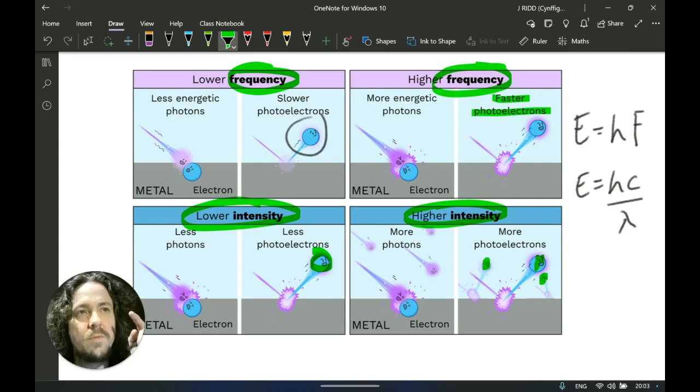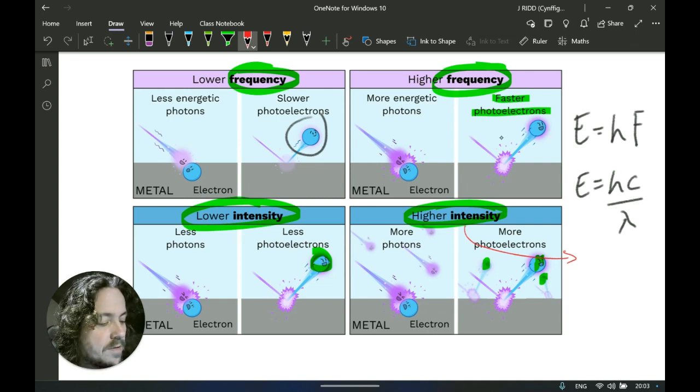All right. But very importantly, a higher intensity, as we have here, does not mean higher energy for every individual photon. So yes, there are more photoelectrons, but it will not increase the kinetic energy of each individual photoelectron.